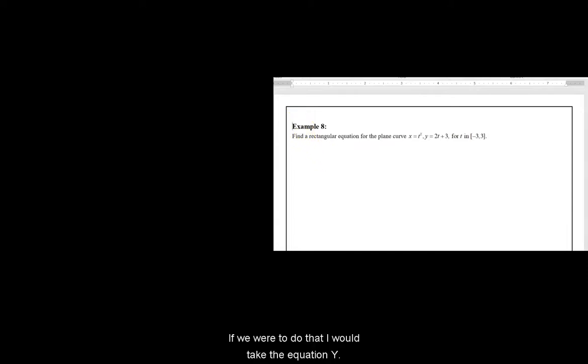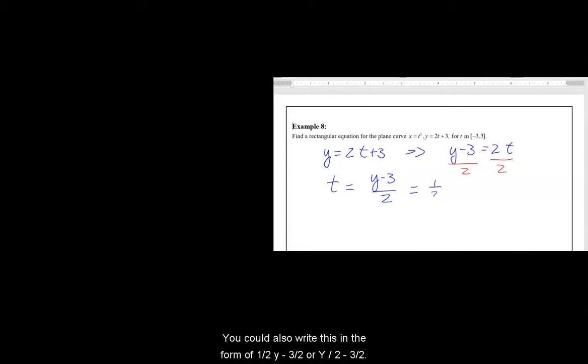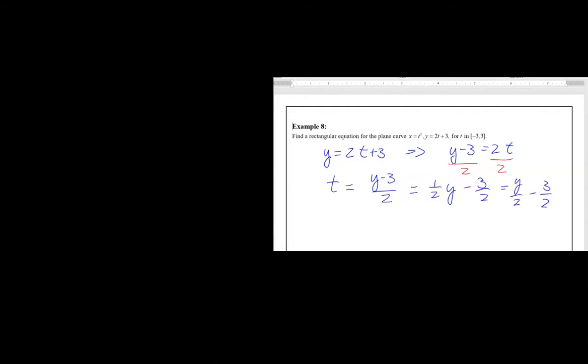If we were to do that, I would take the equation y equals 2t plus 3, and then I would solve for t. This would give me y minus 3 equals 2t, and dividing both sides by 2 would finally lead to t equals y minus 3 divided by 2. You could also write this in the form of 1/2 y minus 3/2, or y divided by 2 minus 3/2. Any of these is perfectly fine.